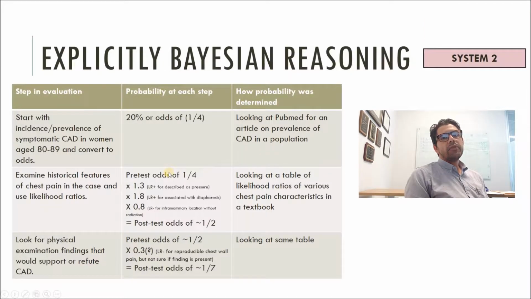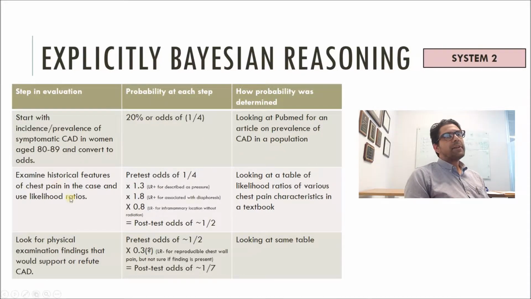Now, if I was a normative reasoner, if I was a pure Bayesian, if I was using only system 2, here's what I would do. I would start with an incidence or prevalence of symptomatic coronary disease in women of her age, and I convert it to odds. I can do that here, right? The probability at this step would now be 20%, or odds of 1 to 4. And I determine that by looking at PubMed for an article on prevalence of coronary disease in a population.